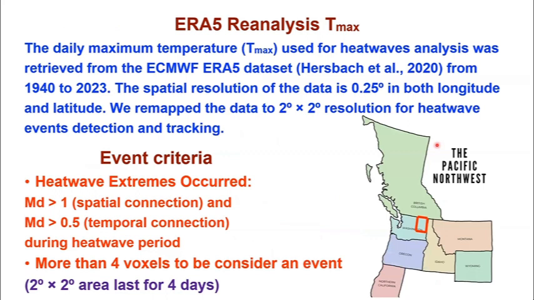So the data we're using is ERA5 data that goes back to 1940. The resolution of the data is actually up to quarter degree, but because later we are using the Siemens model anyway, we remap them to the 2 by 2 degree resolution for detection and tracking. And since most heat waves are large scale, this probably is not a problem. But if you are interested in extreme rainfall, then you probably would like to have a higher resolution.